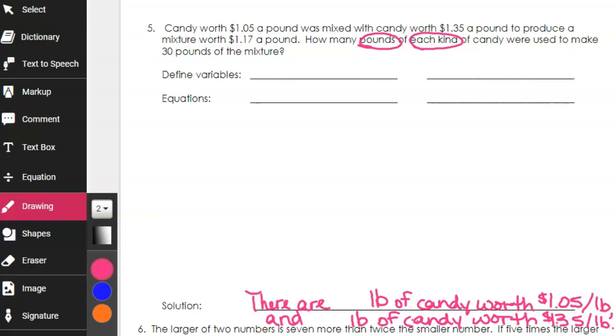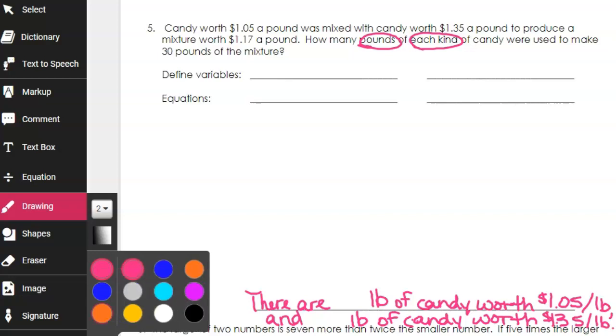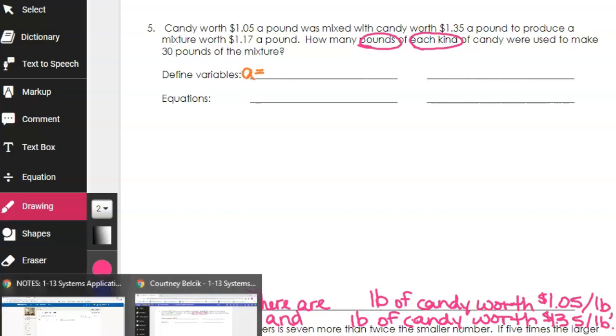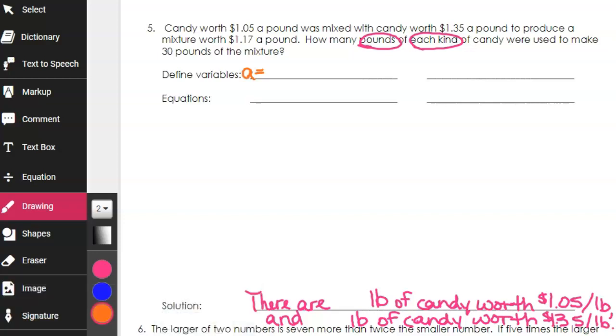So my variables should be the candies, right? And there's 2 different kinds of candy. So you can name them whatever you want. I'm going to name them candy A and candy B just because that seems like it would be easy. So candy A, that variable A, it's not just that candy. It's the pounds of that candy. It's the amount of weight of that candy. So this will be the pounds.